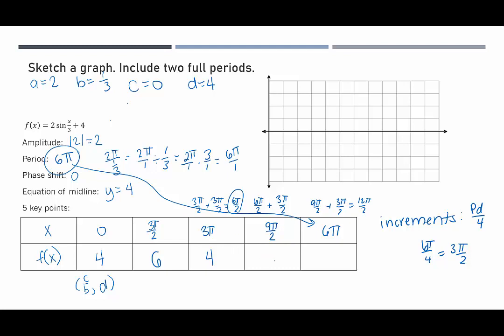Now we're going to go to the minimum point. So the next key point will be the minimum. That's going to be 2 fewer than 4, which is 2. Go back to the middle at 4.